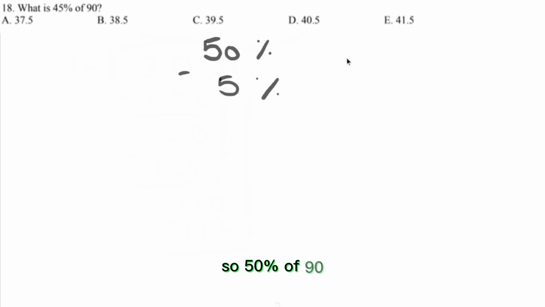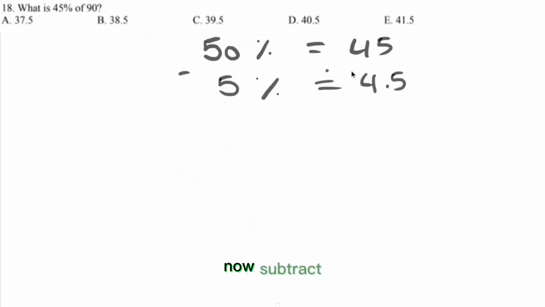So 50% of 90 is just 90 divided by 2, and that equals 45. And then to figure out what 5% is, you just do this divided by 10, which is 4.5. Now you subtract, and you get 40.5. And that's your answer.